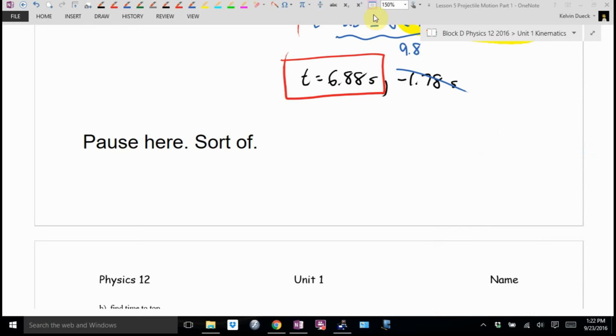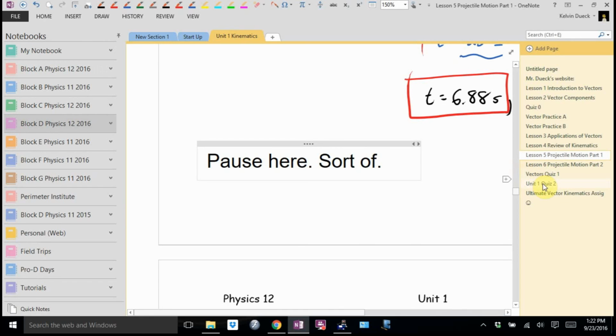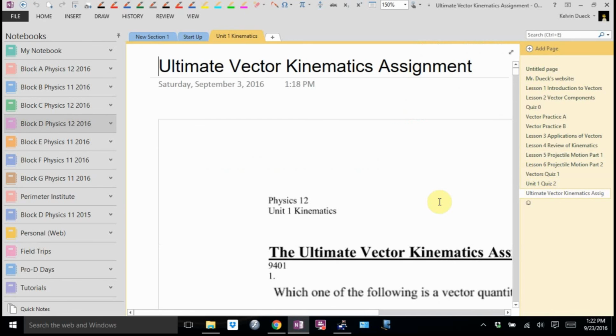I have just given you what I call the ultimate vector kinematics review. These are the ultimate reviews. You'll get an ultimate forces review. You'll get an ultimate circuitry review. You'll get one for each unit. These are always due the day of the test. And if you work through these, you will have seen 98% of all of the questions on the test.